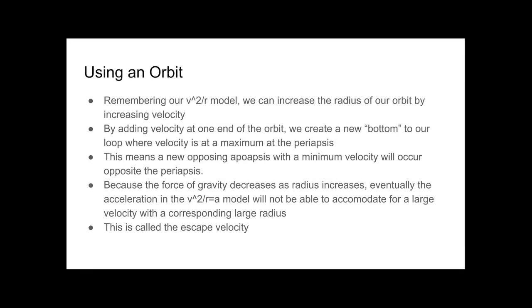All right, here's how we use an orbit. So remembering our v squared over r model, we can increase the radius of our orbit by increasing velocity. By adding velocity at one end of the orbit, we create a new sort of bottom to our loop, where velocity is at a maximum at the periapsis. This means a new opposing apoapsis with a minimum velocity will occur opposite the periapsis. But when we increase velocity at the periapsis, that's going to cause an increase of altitude for the apoapsis.